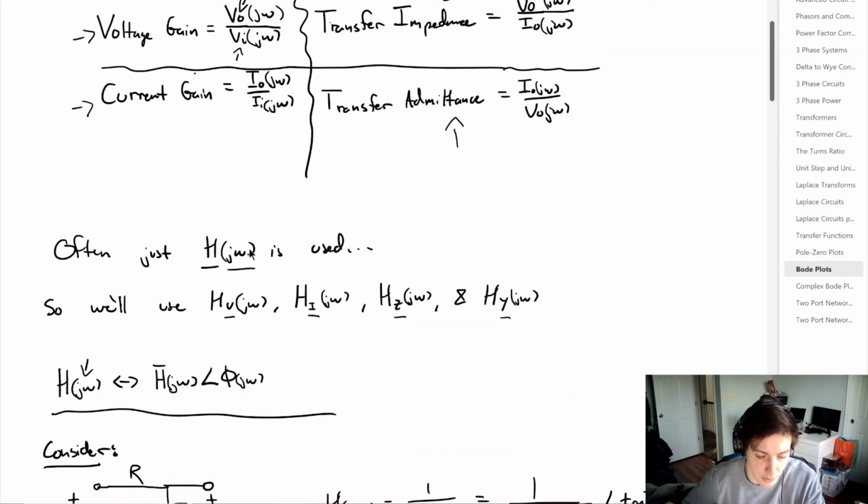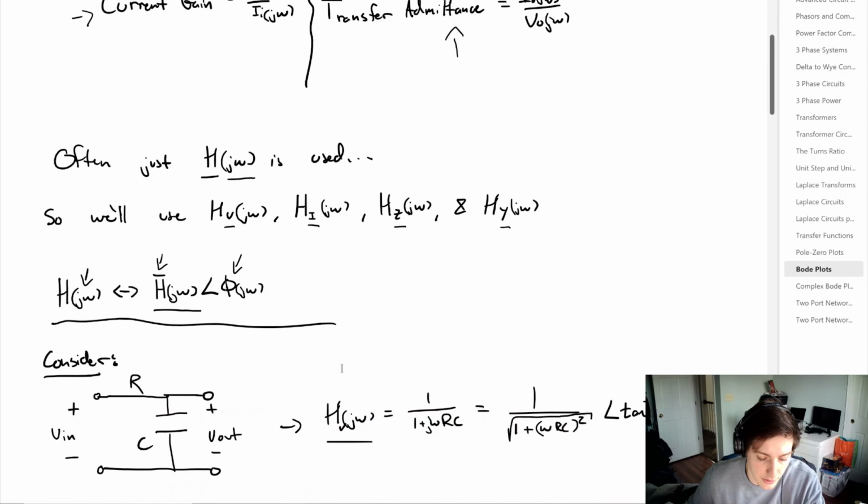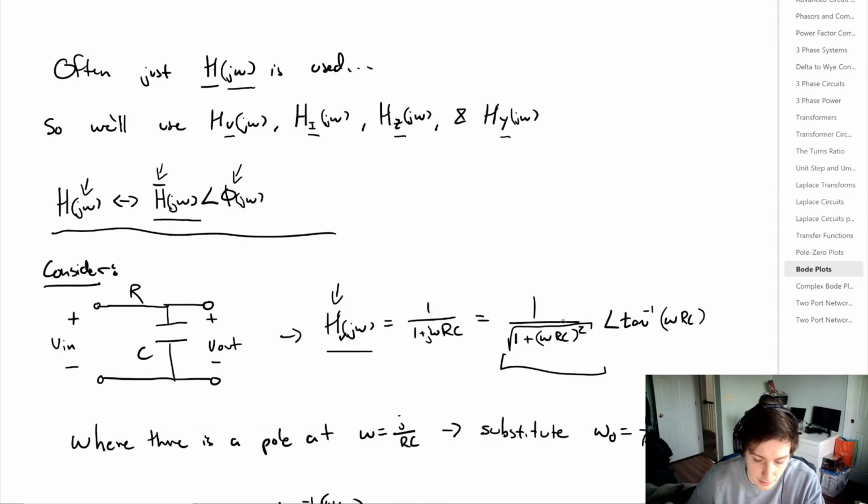Now we know that we can represent H as a phasor, where we have some amplitude, just the H with an over bar, and then some phase angle, which we represent as phi. Those two forms are interchangeable. But we want to consider a simple RC circuit where we know that the output voltage divided by the input voltage, or H_V, is simply going to be equal to 1 divided by 1 plus j omega RC. And we can represent that in terms of a magnitude and a phase angle: the magnitude term on the left, and then the phase angle on the right.